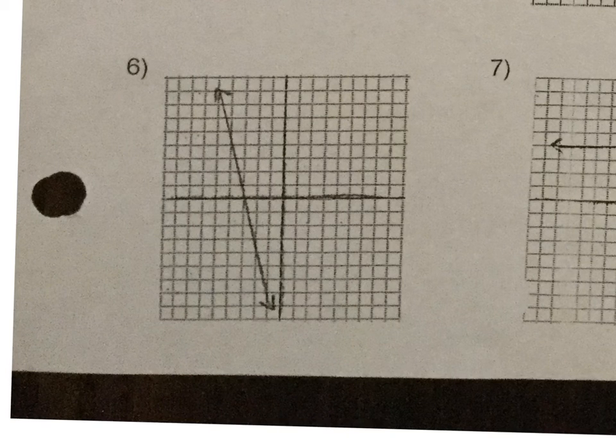Okay, 2 more for this video. This one looks like it crosses really well right here, and really well right here. So I'm going to rise. 1, 2, 3, 4. I went up 4. Now, I go over to the left. The left is towards the negative on my graph, so I went over negative 1. So it's 4 over negative 1.